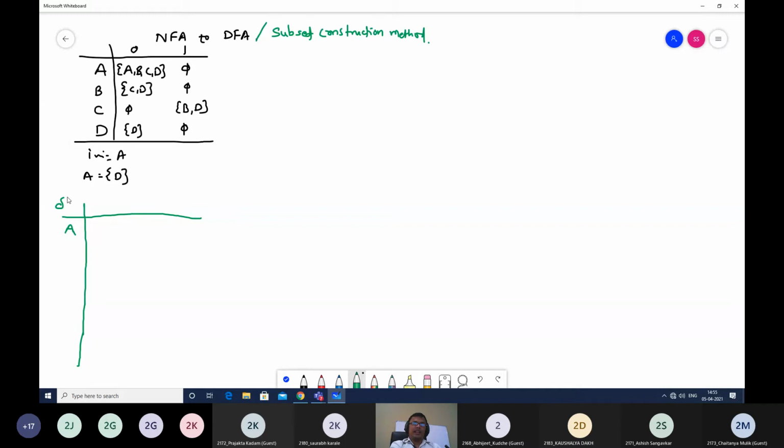Now we are constructing delta dash. What is this delta dash? This delta dash is of our corresponding DFA which we are constructing. This is delta of the given NFA. Now we are constructing delta dash of the DFA. So first we are constructing delta dash of A comma 0. While constructing delta dash of A comma 0, I am referring to delta of A comma 0.